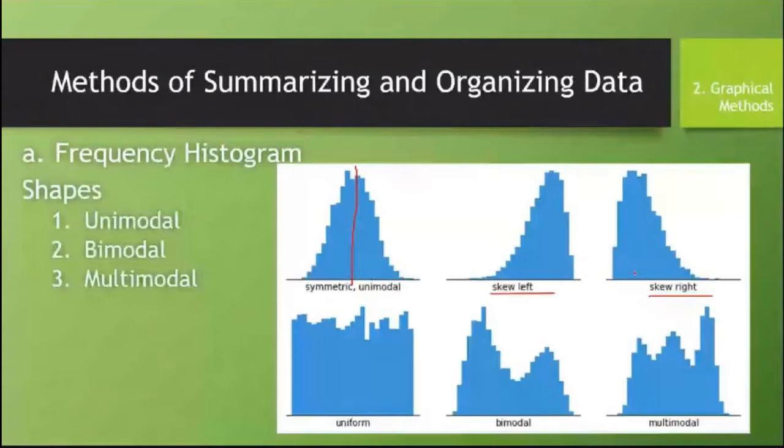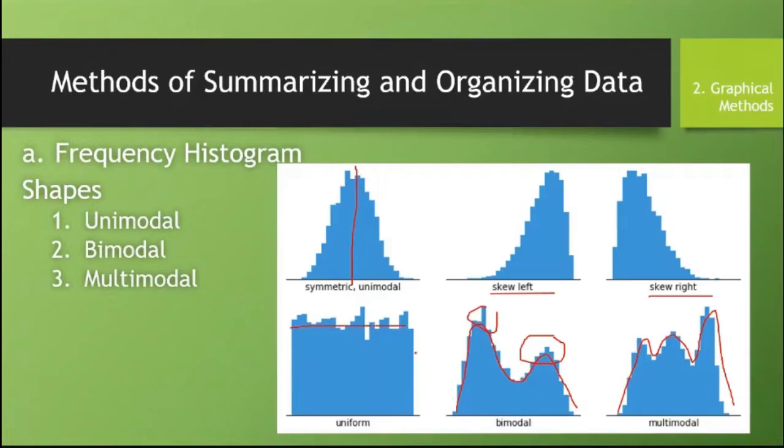We will discuss more of these, especially when we proceed to the third method. We will be calculating the skewness of the distribution of our data. We also have a bimodal histogram, which means there are two peaks in our histogram. If you create a curve here, you have two peaks. While multimodal has multiple peaks, three or more peaks.